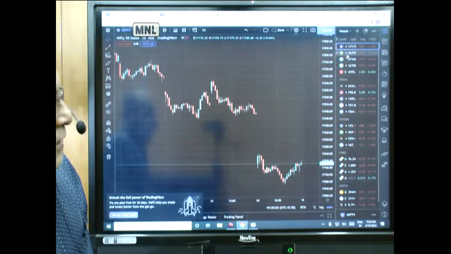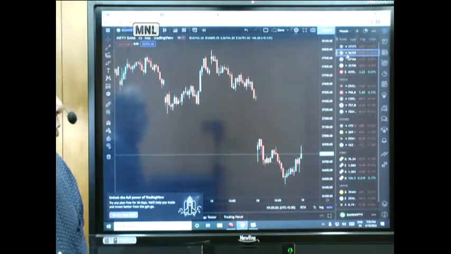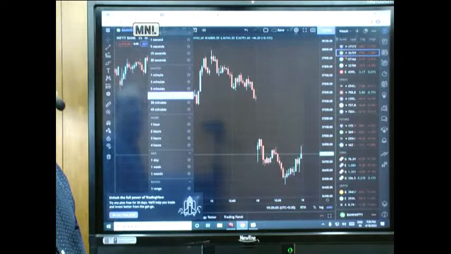Now we will look at the Bank Nifty to get a little bit of illustration of the same Fibonacci. So we will look at the daily chart.